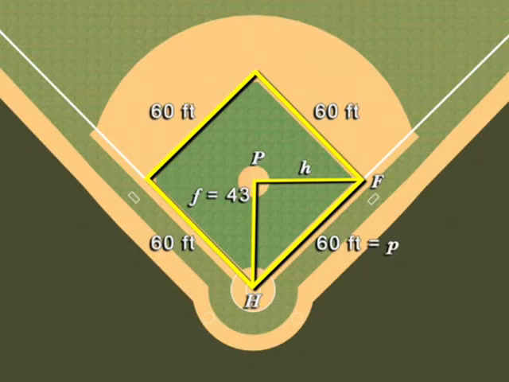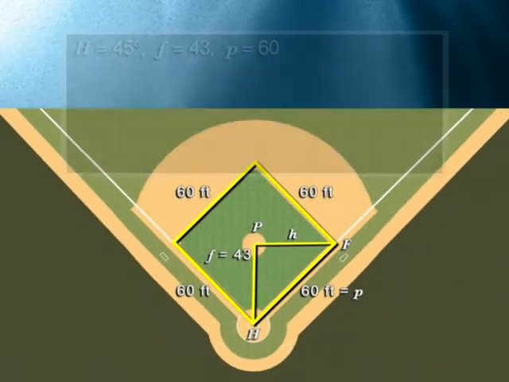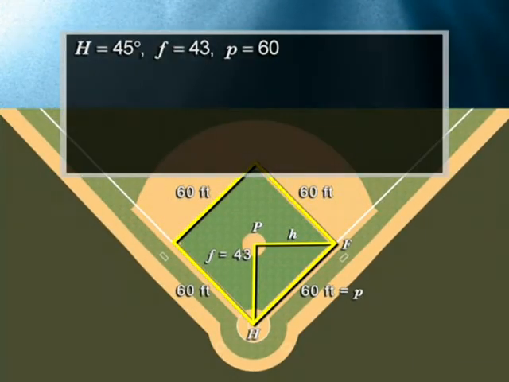Now, what about the angle at H in the triangle? Well, the line joining H and P bisects that 90-degree angle at home plate, doesn't it? So the angle at H is 45 degrees. So we can use the law of cosines. Isn't this neat? We know little f is 43. We know that side. We know the other side is 60. And the included angle is 45 degrees. So the law of cosines is perfect here.